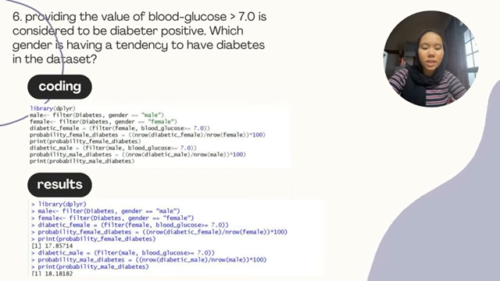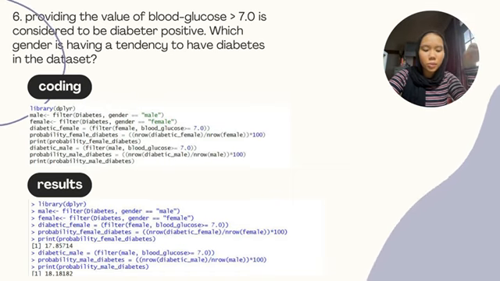Next, from the female data set, we will keep only those with blood glucose more than 7 with the function diabetic female, which is filter female blood glucose more than or equal to 7.0.